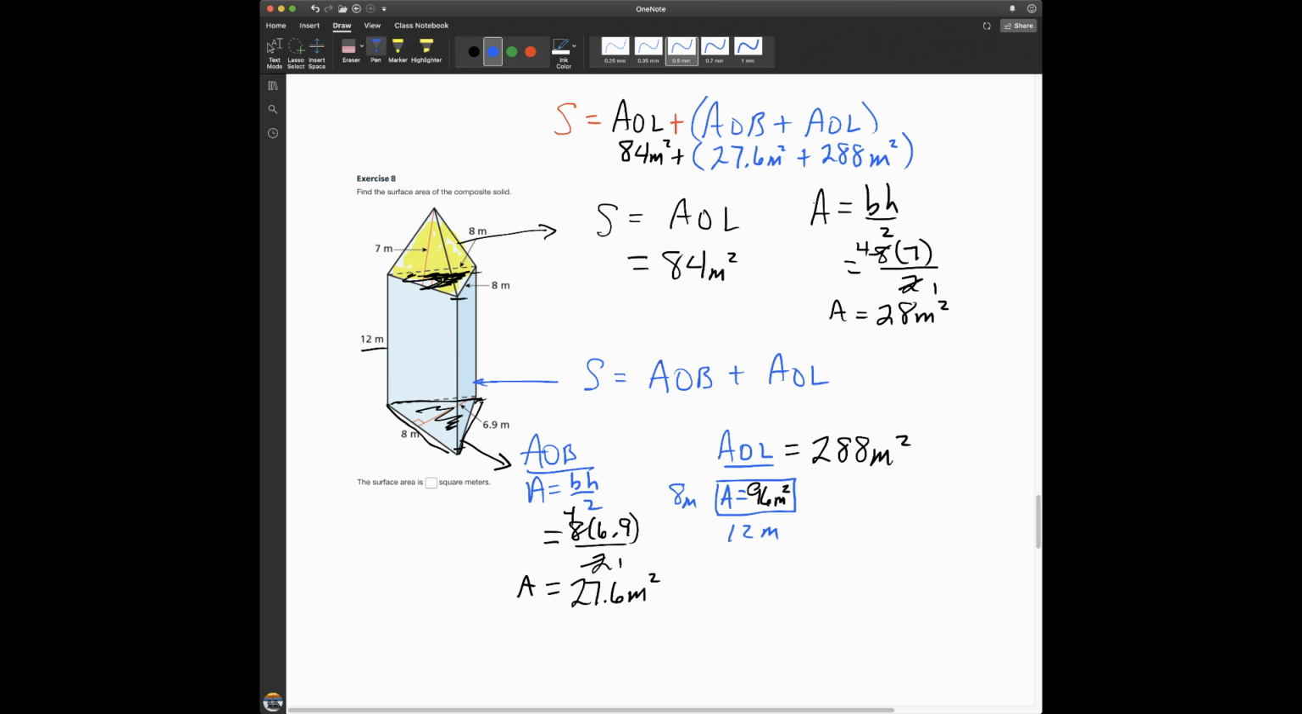And then to find the surface area of the composite figure, all I have to do is add all that together. So 288 plus 84 plus 27.6, and that gives me an answer of surface area is 399.6 meters squared. Okay, so that's number 8.